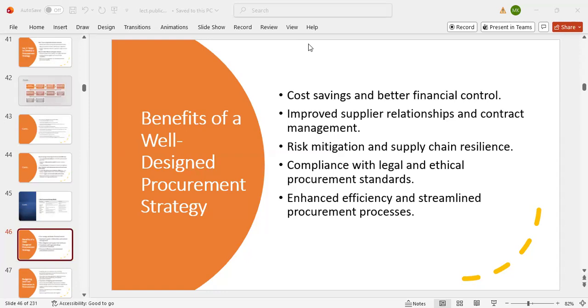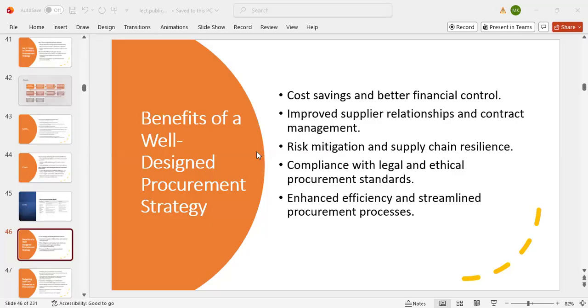Next one, Abdul Rashid. The next point. Yeah, I think this means a well-designed procurement strategy ensures transparency between suppliers and customers. Yeah, I said transparency is clear.